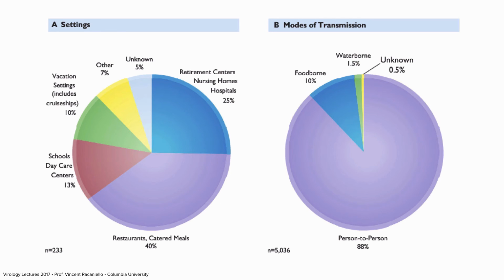So here are some settings and modes of transmission which are interesting. Settings where transmission occurs with noro: 40% restaurants and catered meals, so again, people who are shedding virus. Retirement centers, nursing homes, hospitals, schools, daycare centers, vacation settings, including cruise ships. This is not the majority, even though you hear about cruise ships all the time. The modes of transmission are mostly person to person. That means a food handler contaminates someone else, but foodborne is only 10%, even though it's a major source of infection.